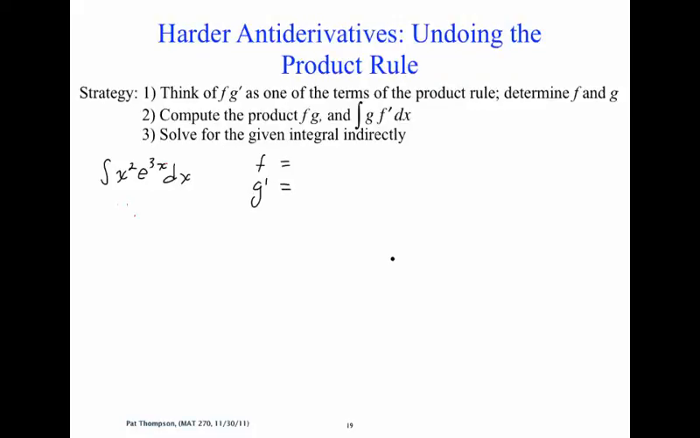Following what we did last time, which one of those two would get simpler if we took the derivative of it? That's what we want for f. I was going to say what f was. What do you think? I think it's x squared. Yeah.